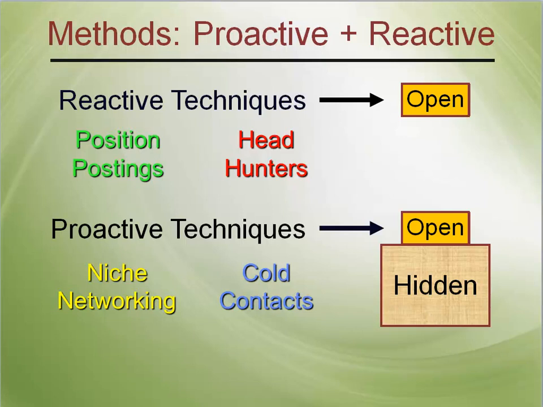In contrast to reactive techniques are the proactive techniques. They uncover not only opportunities in the open job market, but in the hidden job market as well. We estimate that the hidden job market is 4 times larger. Therefore, it offers 4 times more opportunities for jobs than the open job market. So you have to ask yourself, why might a position be hidden? That doesn't make any sense. Why would some company want to hide a position that they need to have filled?